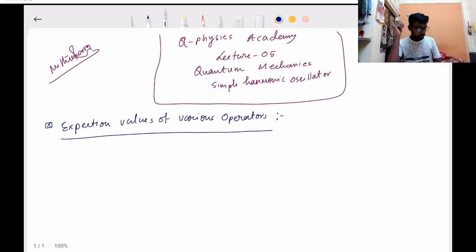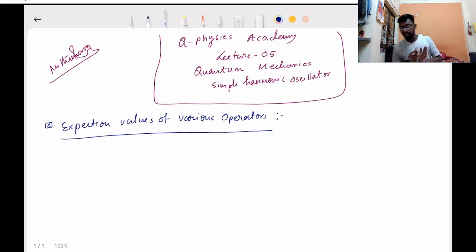Here we mainly discuss the expectation values of position operators and momentum operators. Also the uncertainty of the position operator, the uncertainty of the momentum operator, and the product of these two uncertainties, delta x and delta p, for different states of the harmonic oscillator. How can I deal with this type of problems? This is very important for your JEST and TIFR examinations.